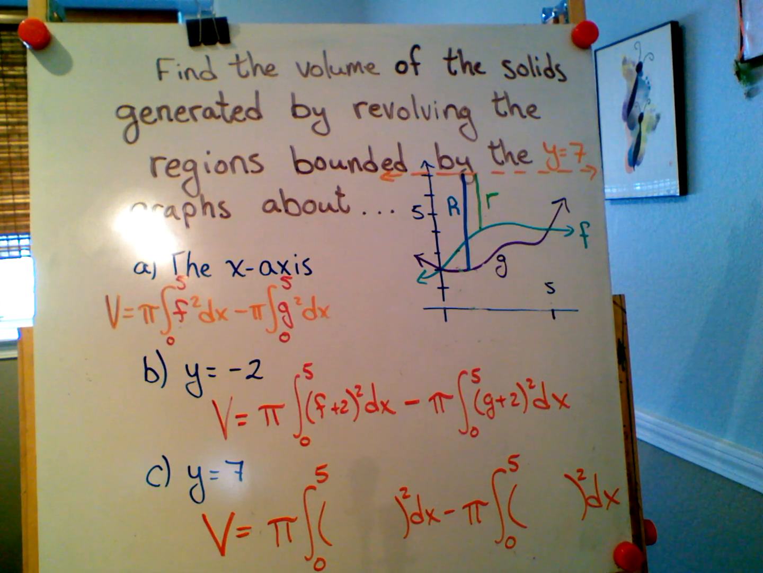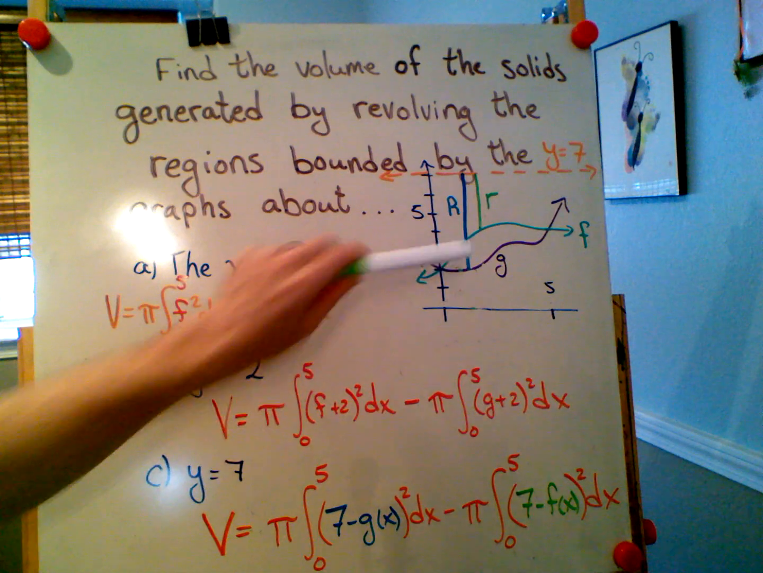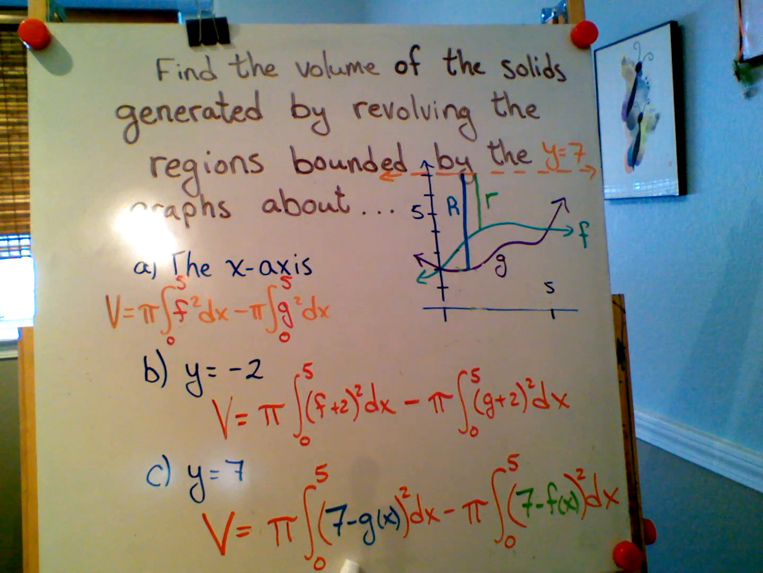So, how do you get the length of those radii? You're still going to take the top part minus the bottom. In other words, 7 minus the g function and 7 minus the f function to find those. That would be how you set up that problem.